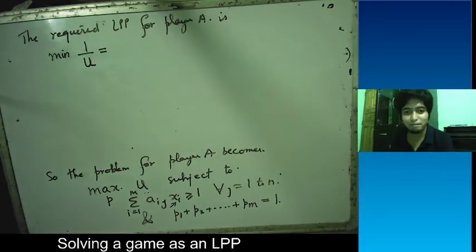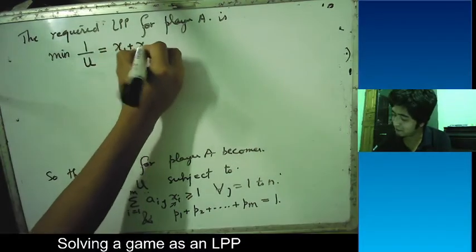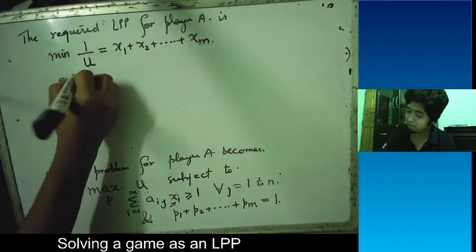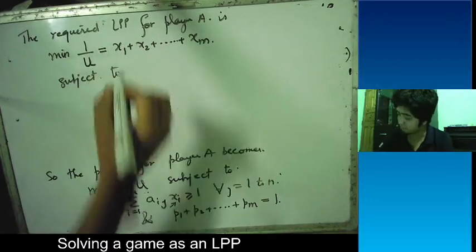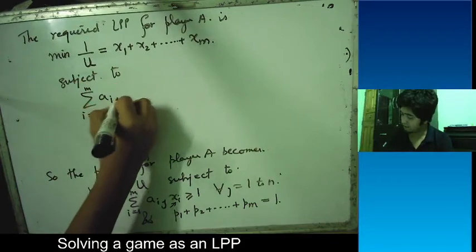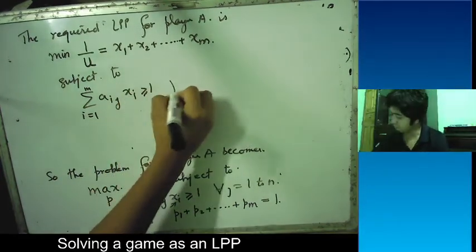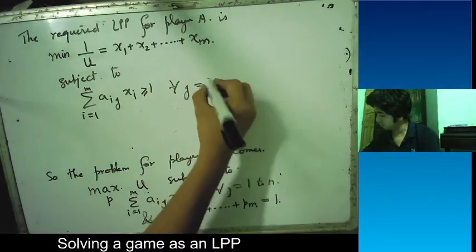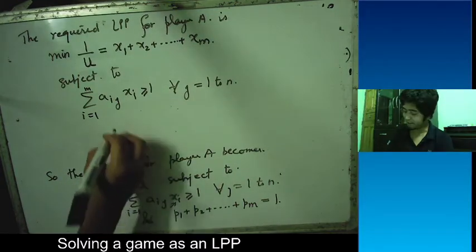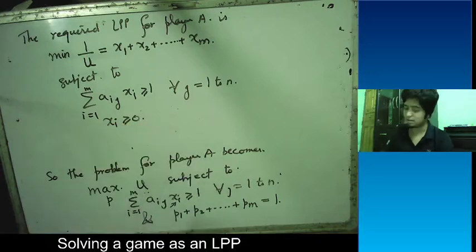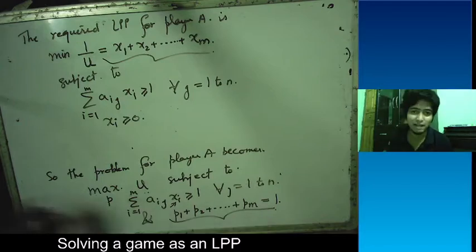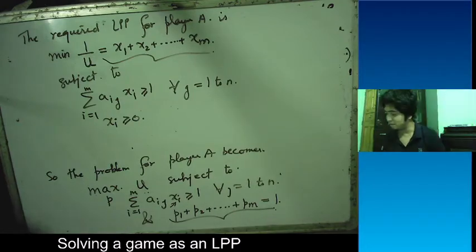If you notice, we can write it as minimize x1 plus x2 up to xm, subject to these constraints: summation a_ij x_i greater or equal to 1 for j equal 1 to n. This one I will not write anymore, but I will just write x_i greater or equal to 0. How exactly did I get this line, and why did I omit this part here? It is actually because of this reason.